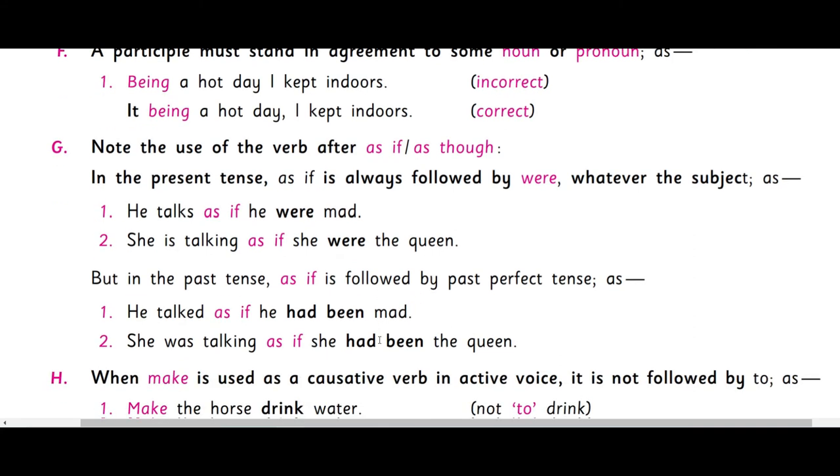But in the past tense, as if is followed by the past perfect tense. He talked as if he had been mad. When in the past tense, as if is followed by the past perfect tense. Remember always, that is a rule. She was talking as if she had been the queen. As if is followed by the past perfect tense.